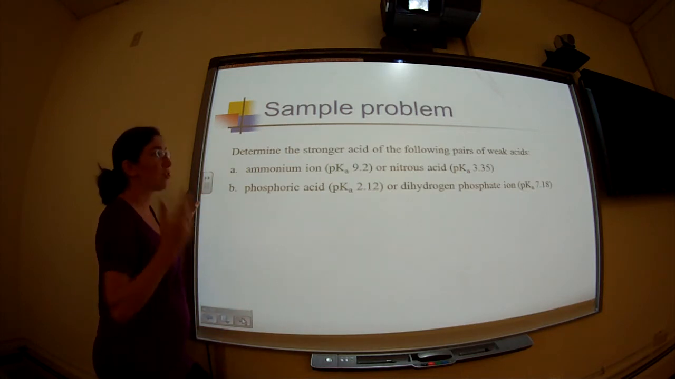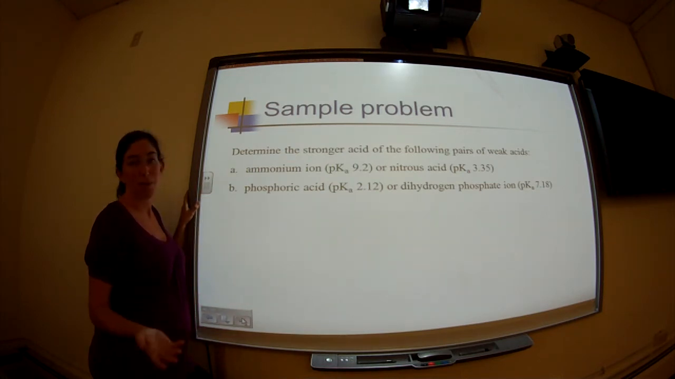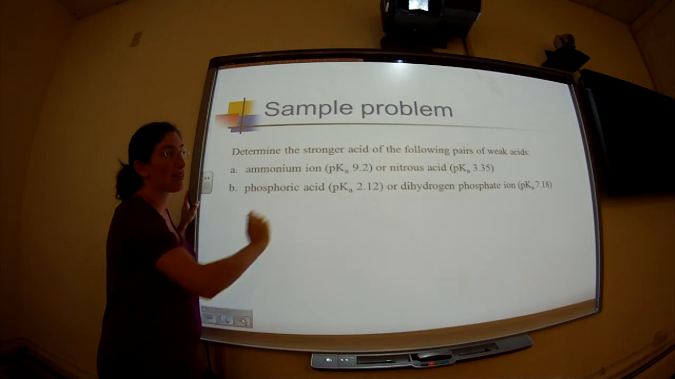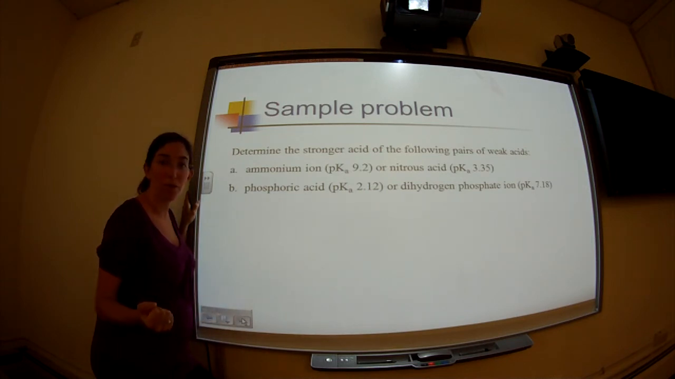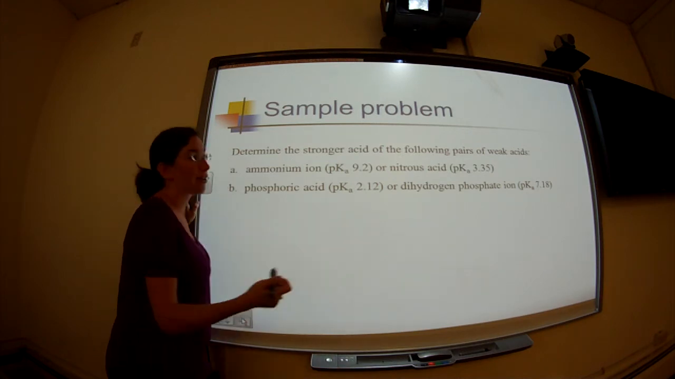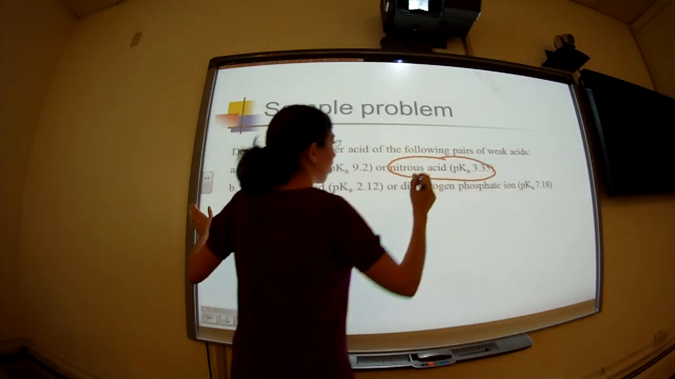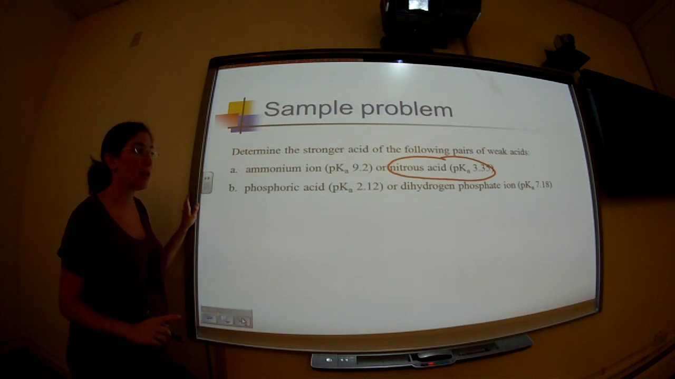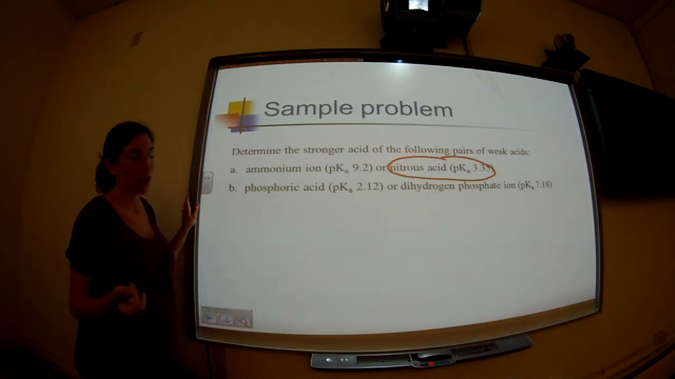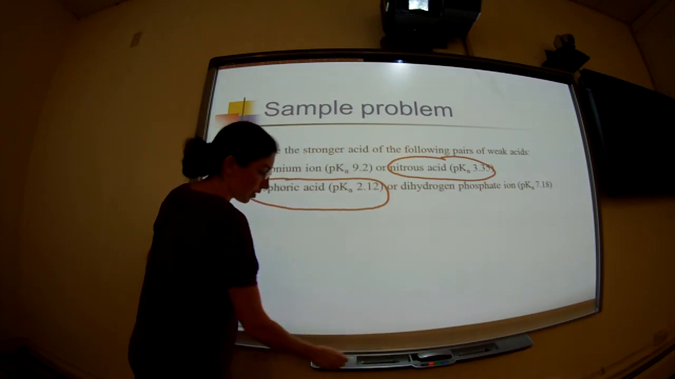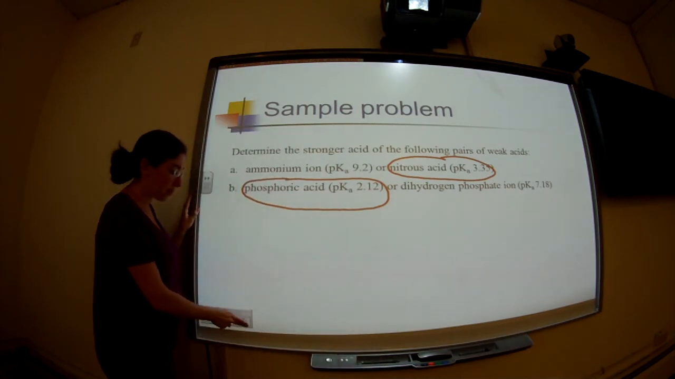So here's some problems. Determine the stronger acid in the following pairs of weak acids. Ammonium ion has a pKa of 9.2. Nitrous acid has a pKa of 3.35. Which one is stronger? The lower the pKa value, the stronger the acid. So this is going to be the stronger of the two. Part B, phosphoric acid with a pKa of 2.12 or dihydrogen phosphate ion with a pKa of 7.18. The stronger one is the lower pKa. Okay? So that's pretty simple there.